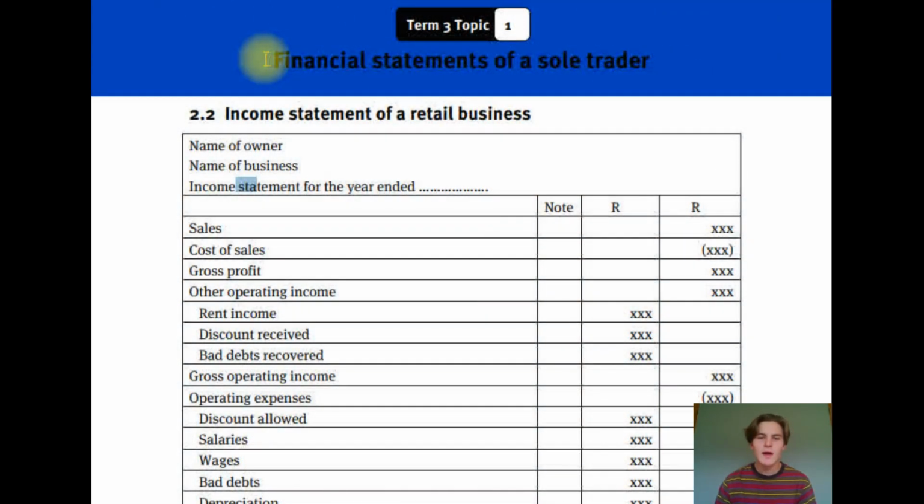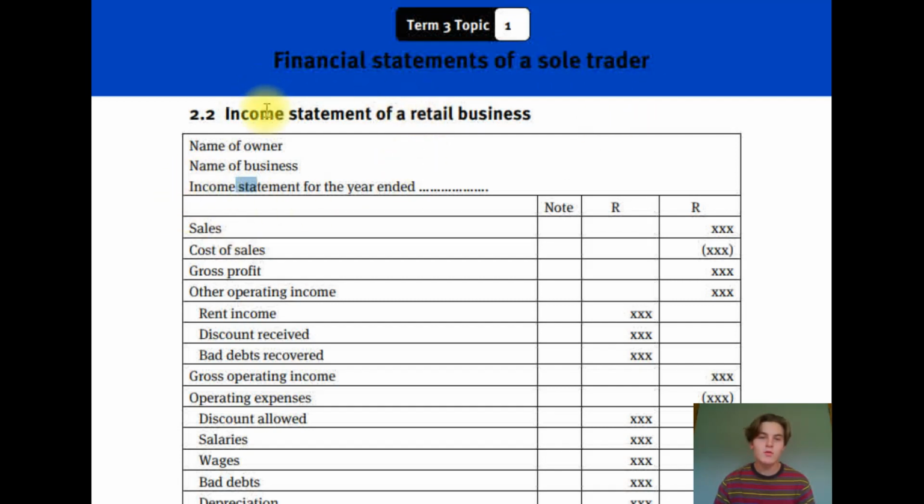So now we'll be looking at the layout of financial statements of a sole trader. The resource that I am using is the Grade 10 Via Africa Study Guide. If you'd like access to the study guide, simply type Via Africa Grade 10 Study Guide in your Google search bar and hit the relevant link.